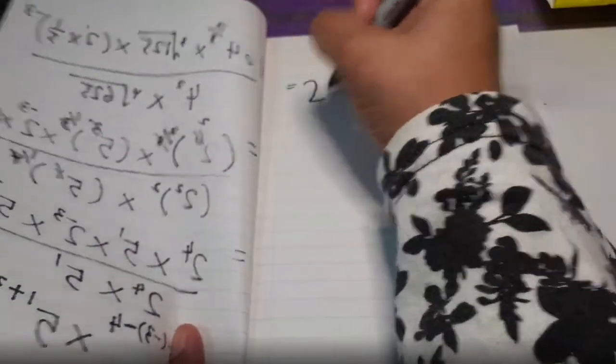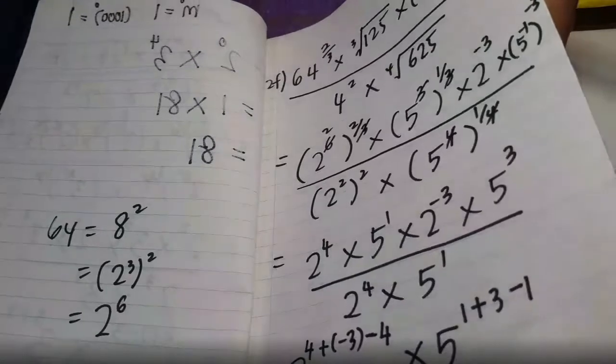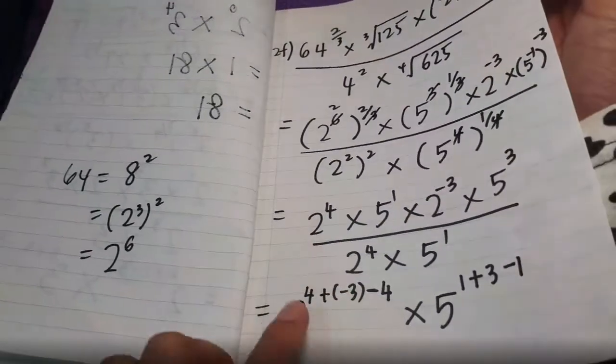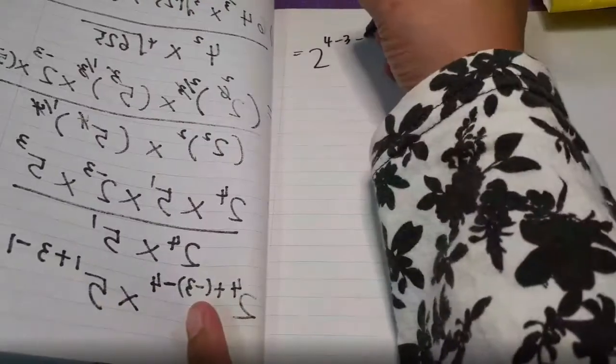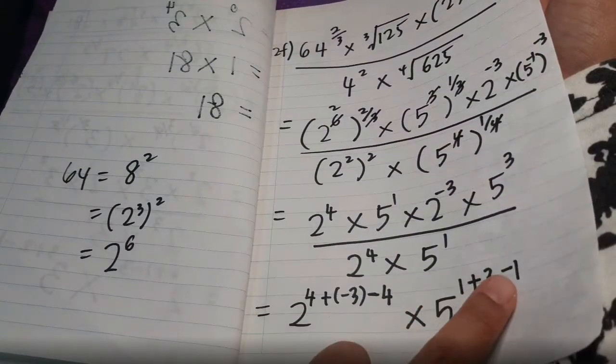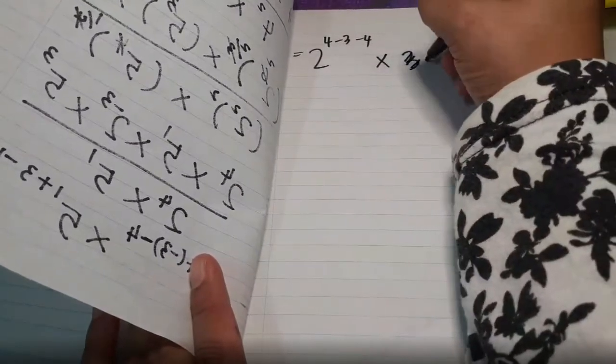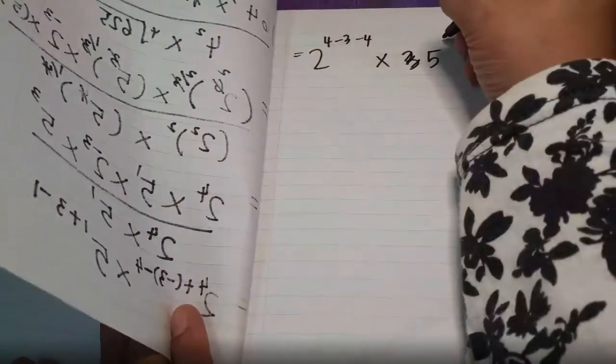So this is 2 power of 4 minus 3. Plus minus is minus. Okay, plus minus minus. So minus 4. Multiply 3 power of 1 plus 3, 4. 4 minus 1, 3. Oh, sorry. This is not 3, 5. 4 minus 1, 3.